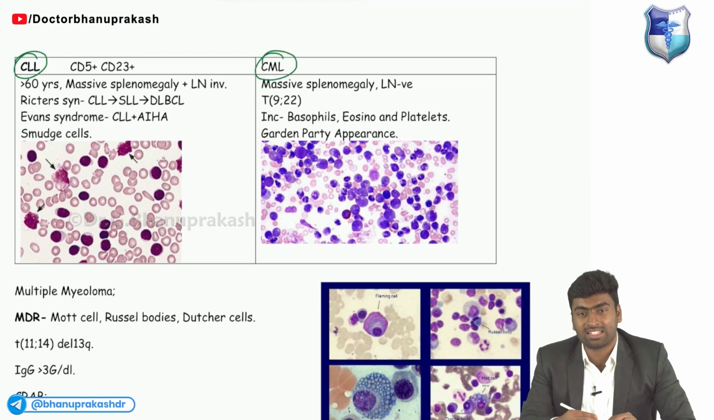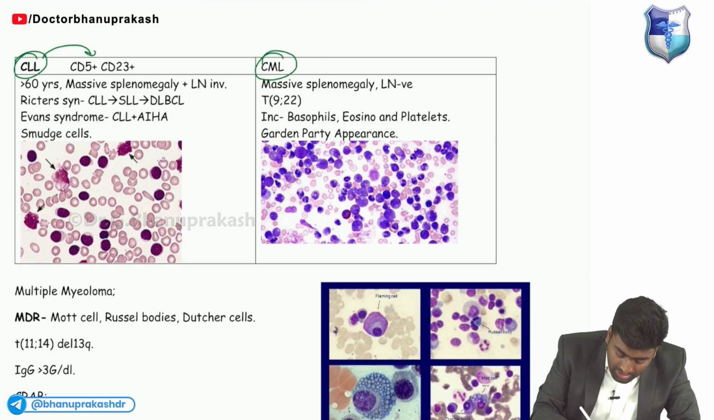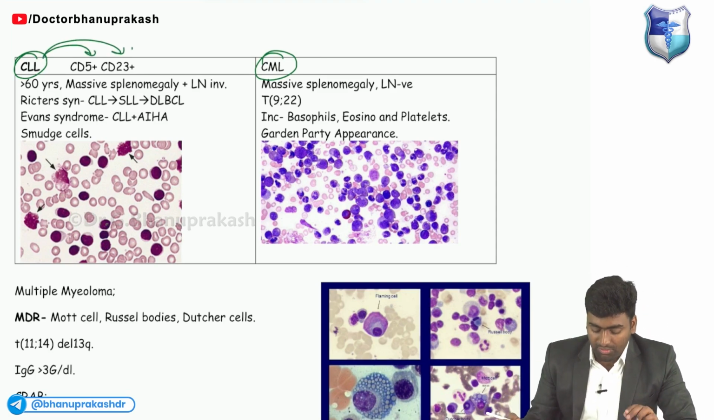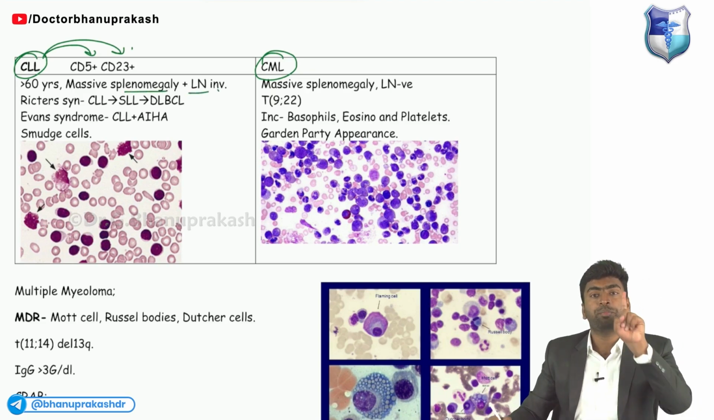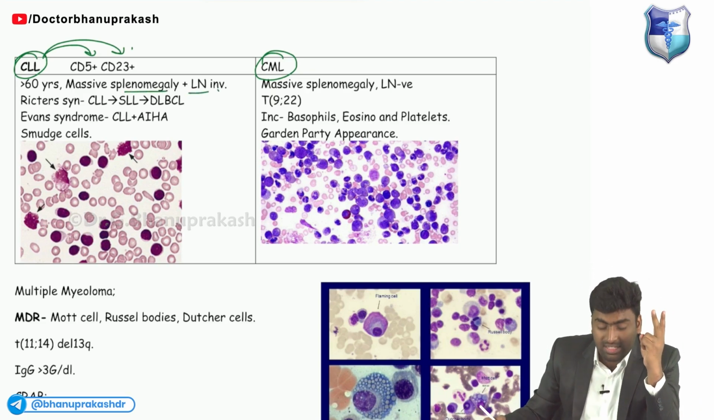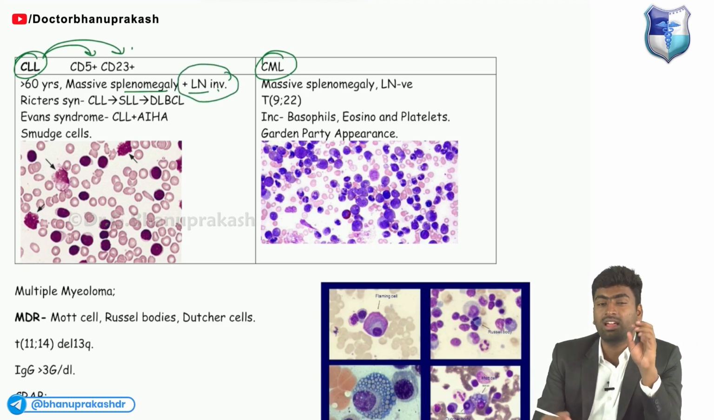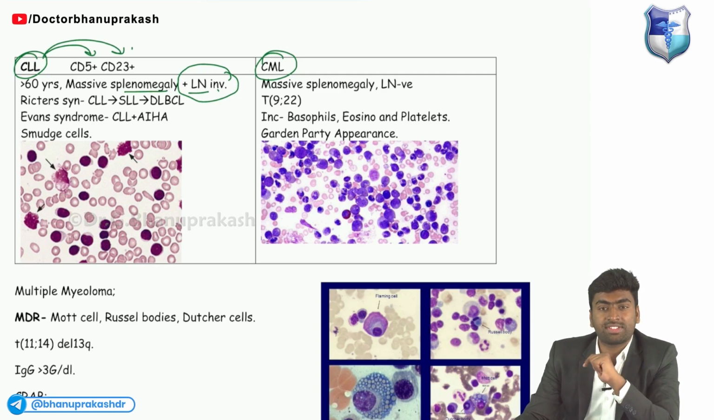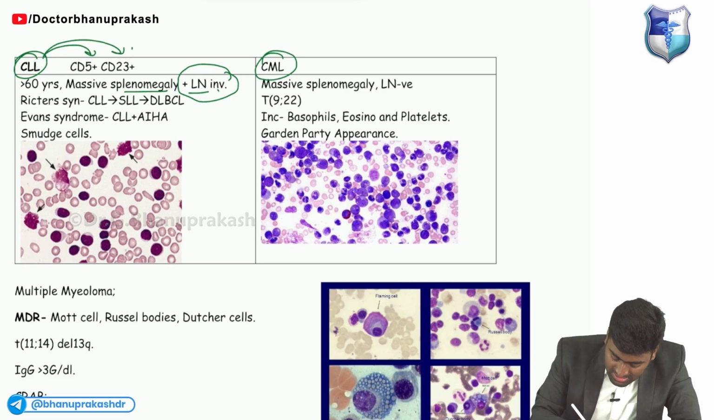CLL is mostly seen in elderly patients, and remember CLL will be positive for CD5 and CD23. Here there will be two features: massive splenomegaly and lymph node involvement. So how will you differentiate CLL and CML? It is the lymph node. In CLL there will be lymph node involvement, whereas in CML there will be no lymph node involvement. Okay, and there will be this syndrome which is known as Richter syndrome.